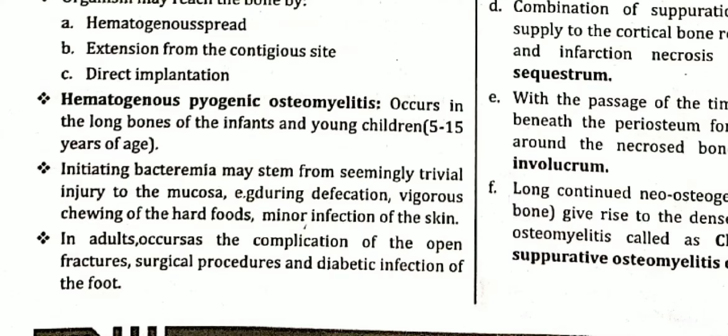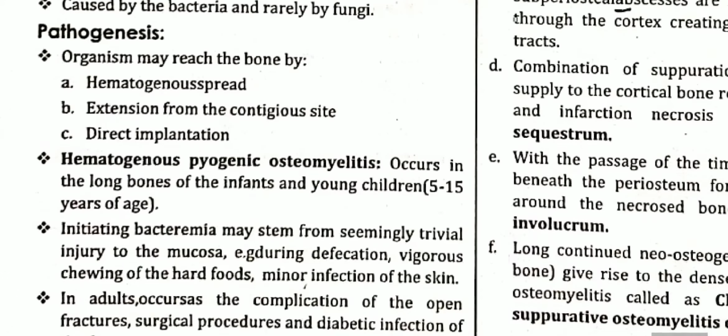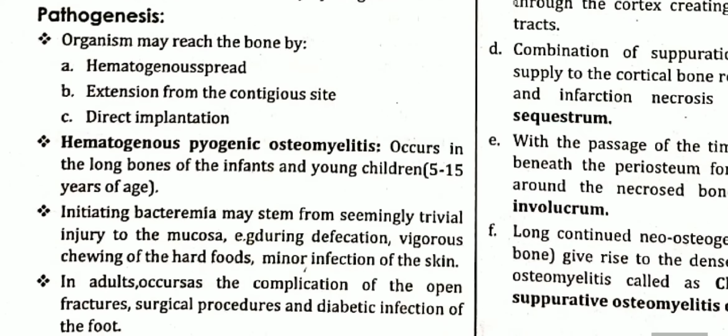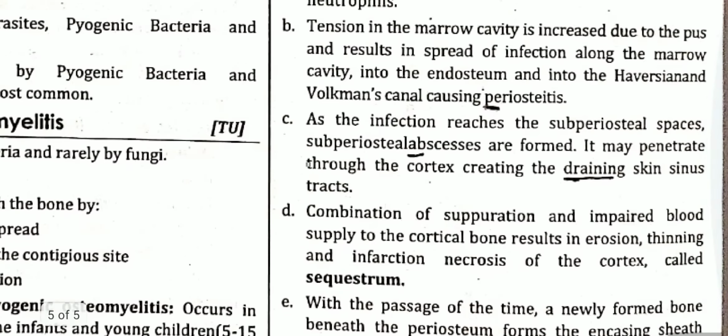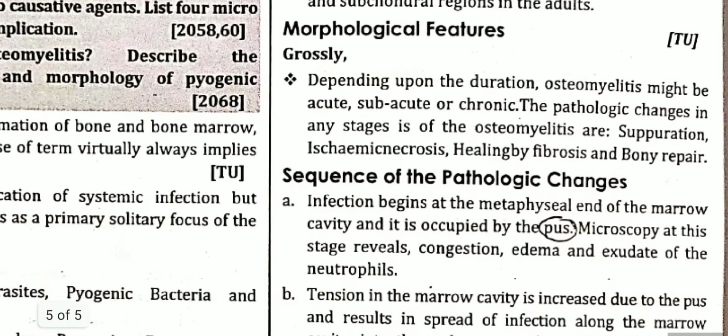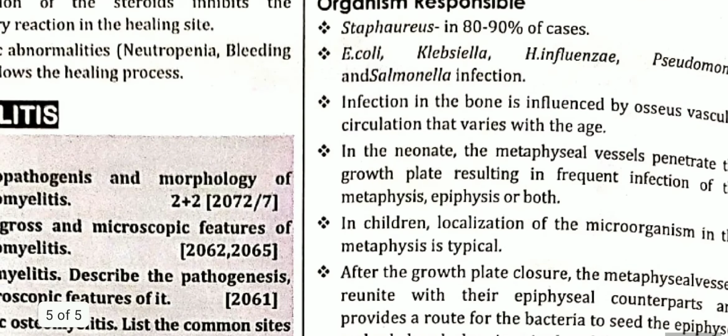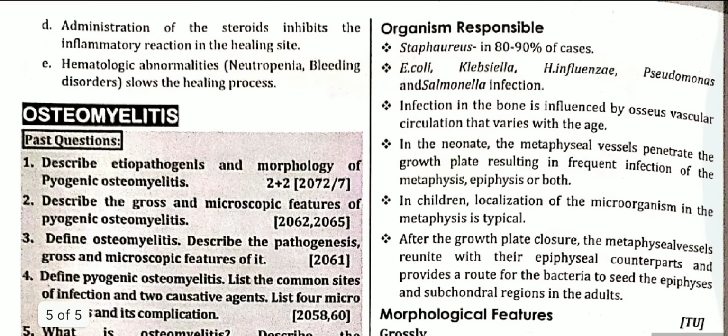So the main pathogenesis of the infection in children or infants is through the blood, whereas in adults it is through an open fracture. The organisms responsible for them are E. coli, Haemophilus influenzae.